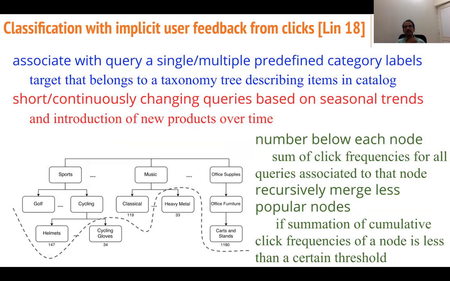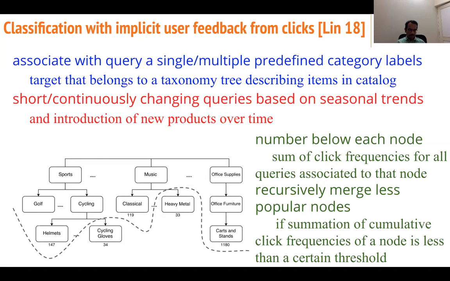So associating with the query a single or multiple predefined category labels, targets that belong to a taxonomy tree describing items in the catalog. Queries are short and continuously changing based on seasonal trends and introduction of new products over time. So classification boosts relevance in content search, predicting which category a query belongs to and passing the hypothesis to the search engine as a ranking signal. Ambiguity is captured by assigning multi-label annotations to queries that are interpreted differently by users.